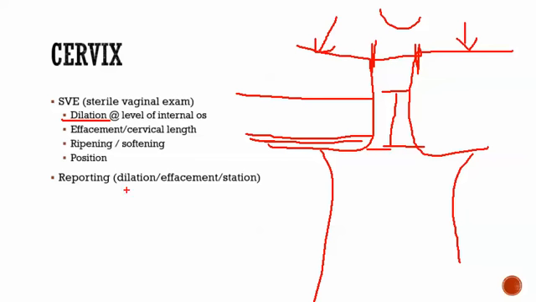Ripening or softening, just what it says. Does it feel hard? Does it feel soft? And then position, that's the position of the cervix in relation to the angle of the uterus, and that's used for the Bishop score, and that's kind of the only time I've really seen that come up.